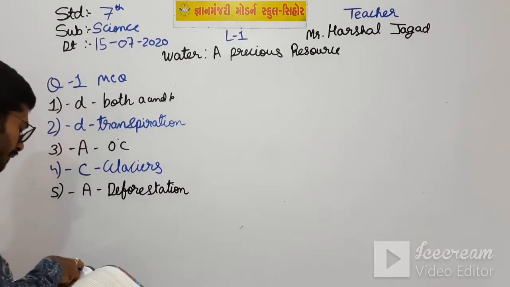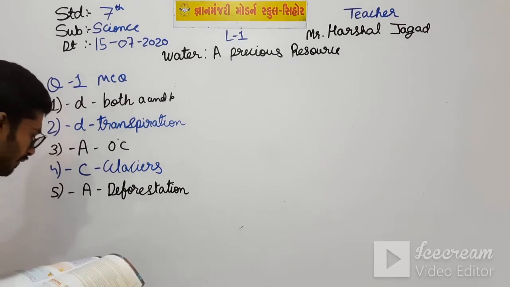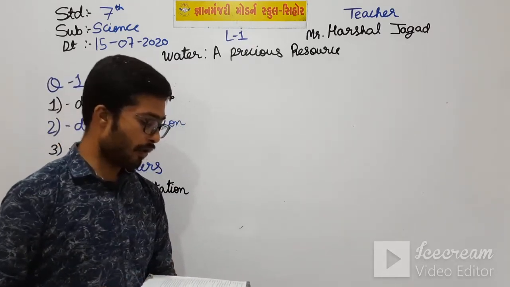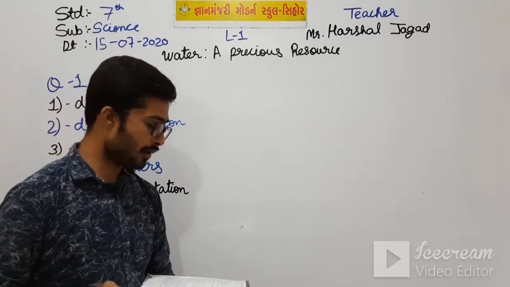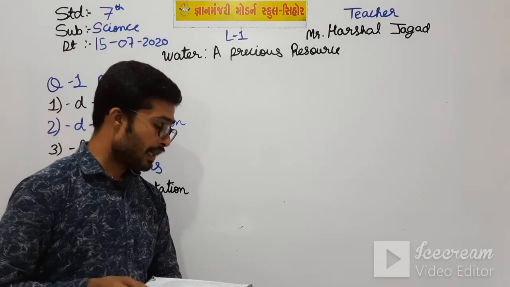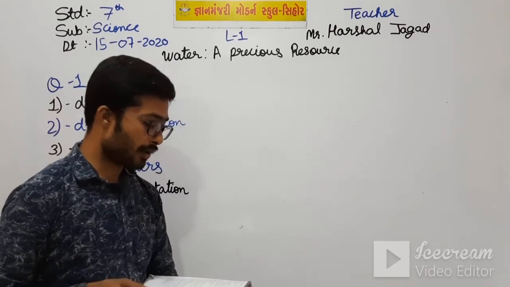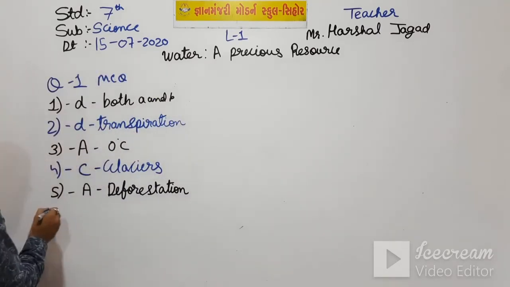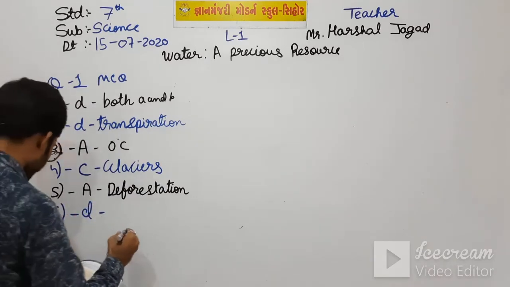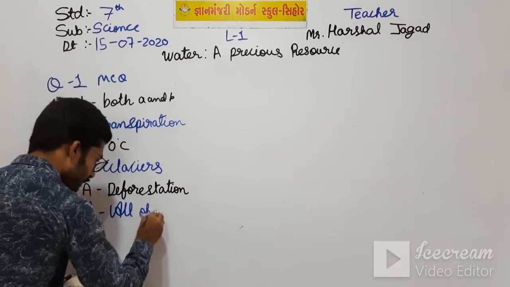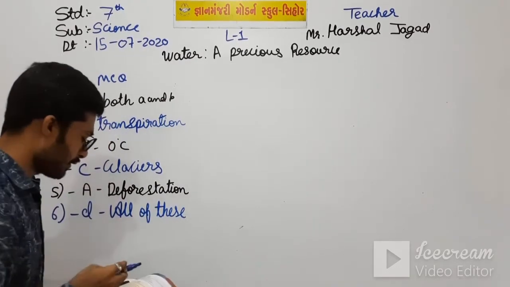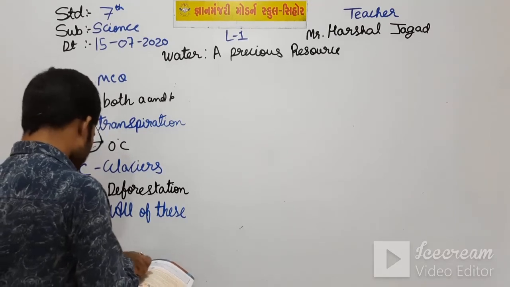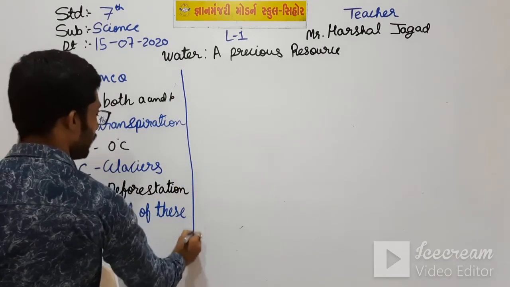The sixth one: which of the following practices followed by farmers can conserve water? Option A is drip irrigation, B avoiding water-intense crops in water-scarce areas, C rainwater harvesting, and D all of these. So in this sixth one, D will come, that is all of these. Okay students, so here Question 2, that is fill in the blank.